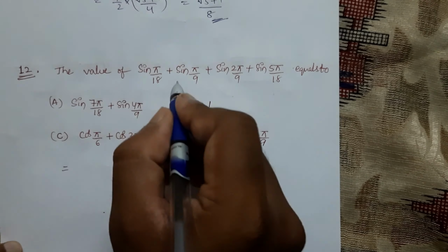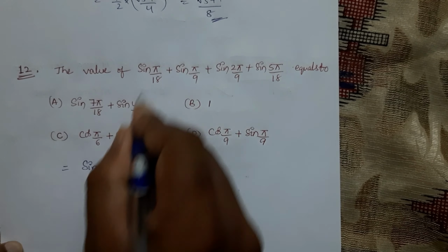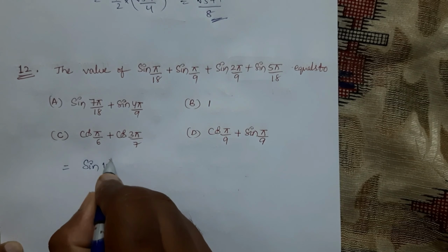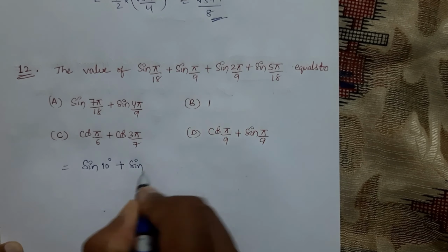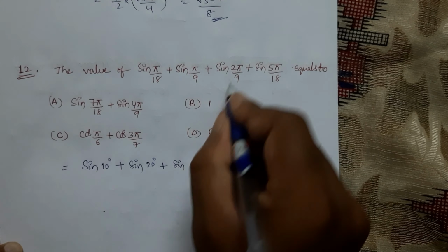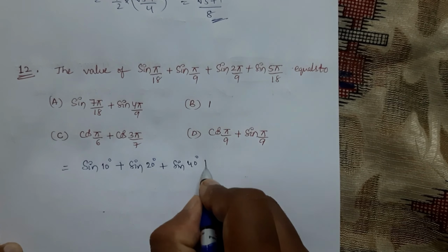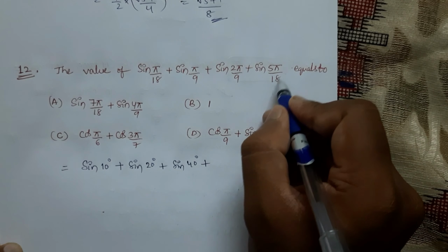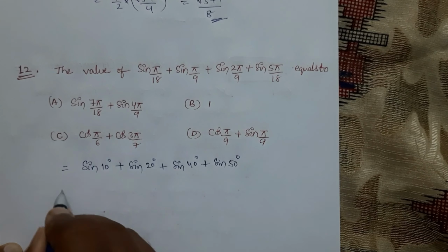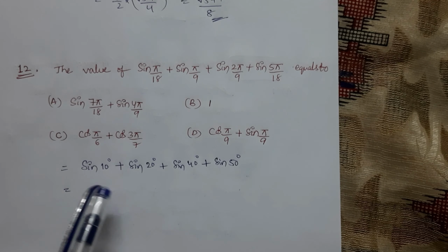So if we convert those radians in terms of degrees, it will become sin pi by 18. Pi means we know that 180 by 18 is nothing but 10 degrees, plus sin 180 by 9 is nothing but 20 degrees, plus sin 2 into 180 by 9, this is 40 degrees, plus sin 5 pi by 18, it will be equal to sin 50 degrees. And now the question is converted into like this.